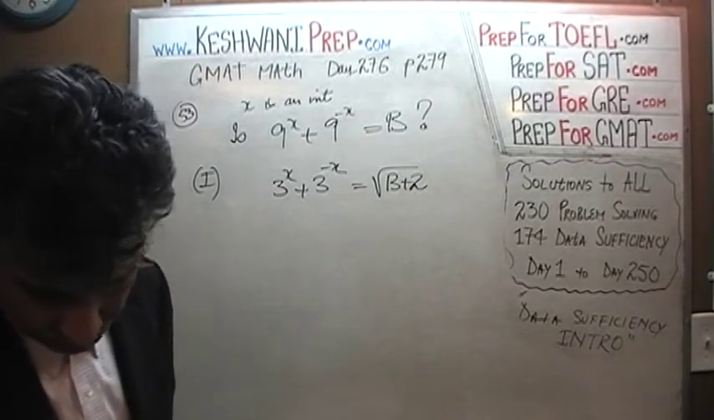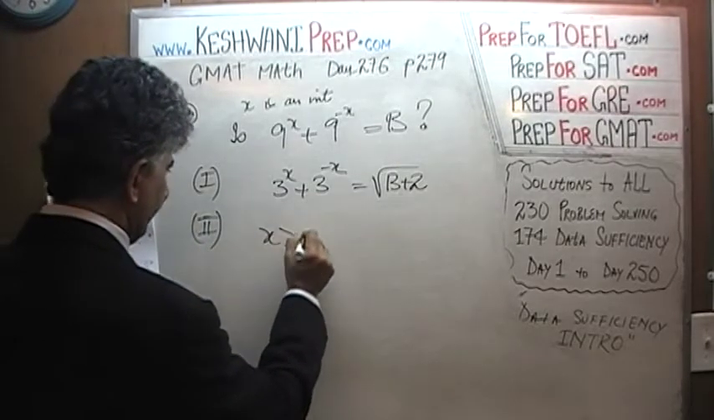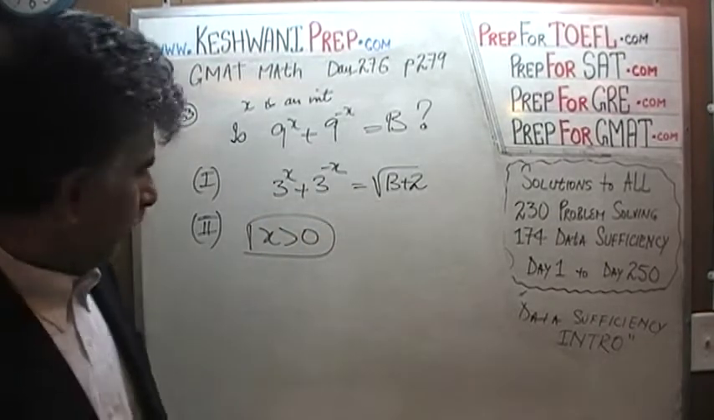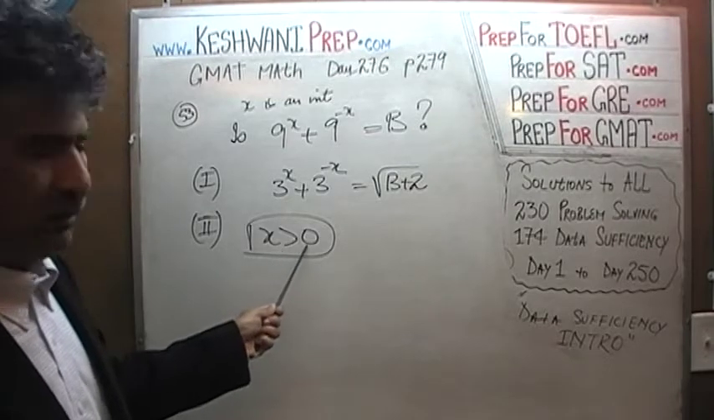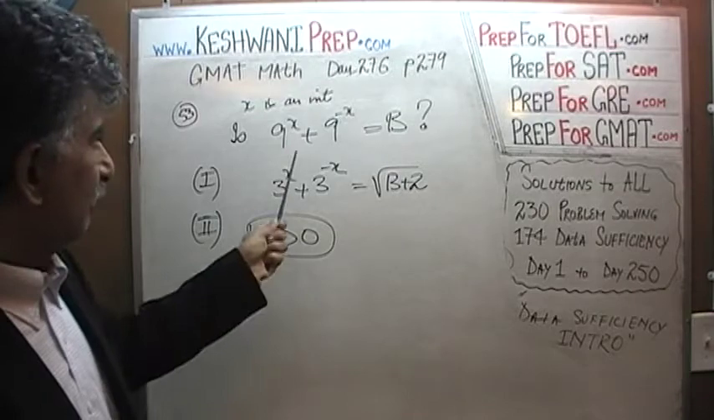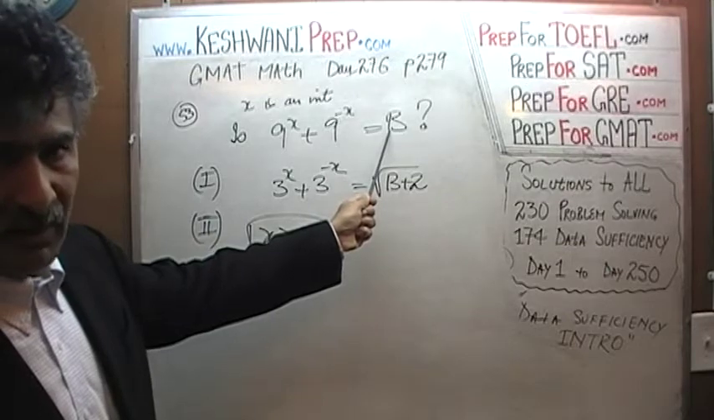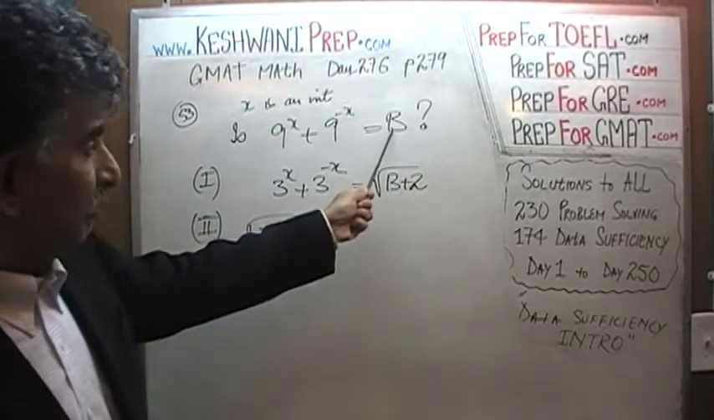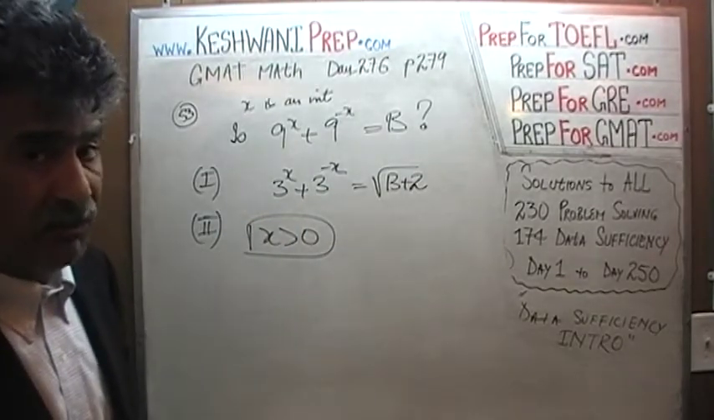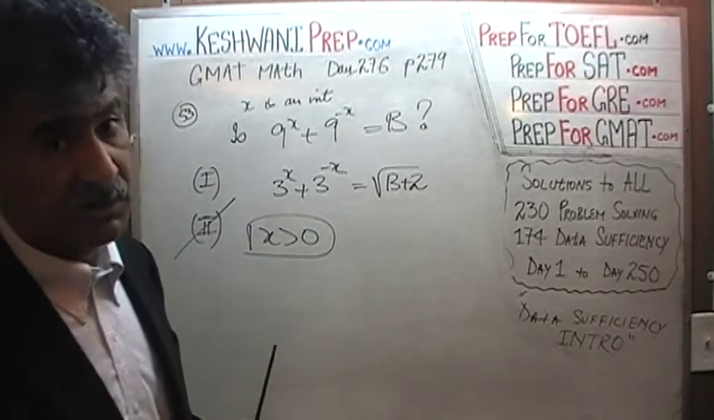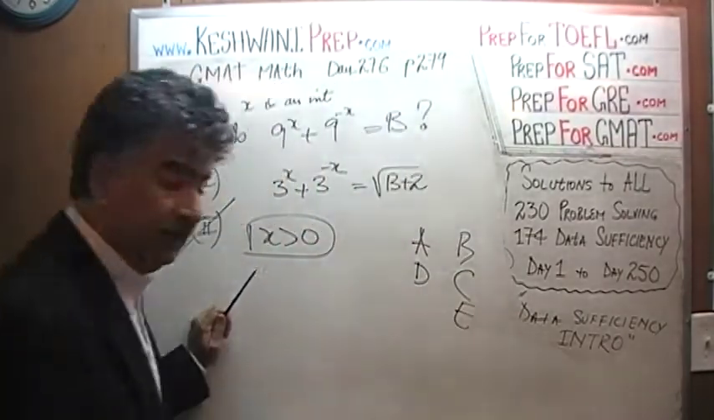Look at the second statement. The second statement tells us that x is positive. Do you really think the simple fact that x is more than 0, knowing that alone, is going to enable us to answer whether this is equal to b? Answer, of course, is no. For one thing, this makes no mention of b. So how are you going to tell me whether or not this is true when the second statement makes no mention of b? Second statement by itself is no good. A, D, B, C, E.